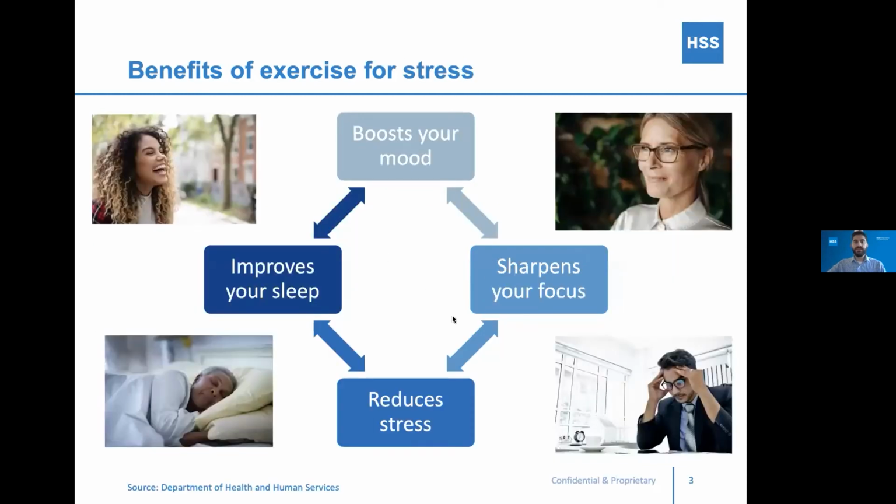Now, with respect to stress, exercise has great benefits as well. Exercise can help boost your mood, sharpen your focus, improve your sleep, and reduce your stress overall. So these are great individual benefits, but when you put them all together, it helps promote well-being.